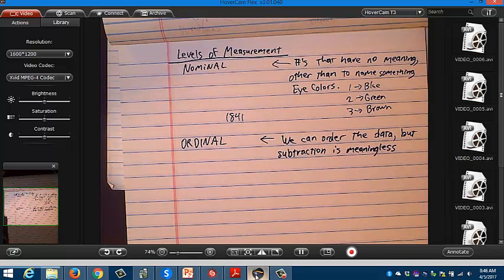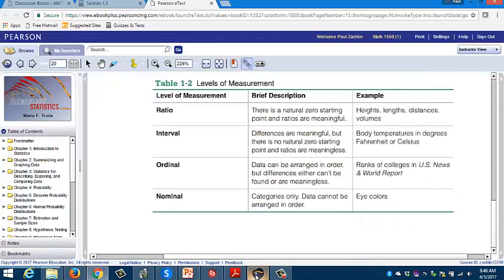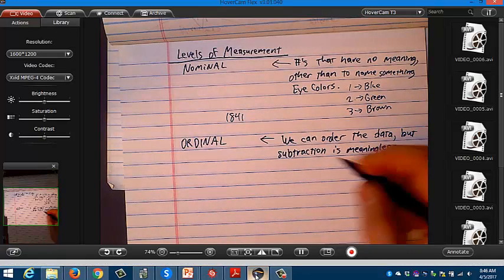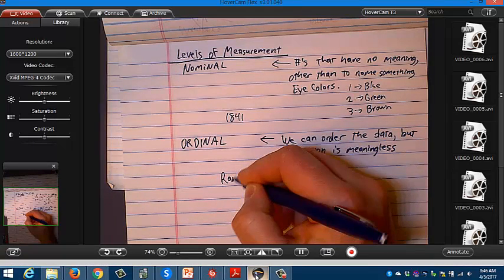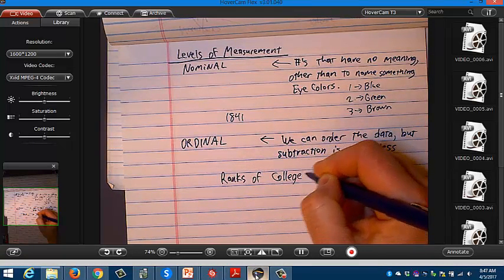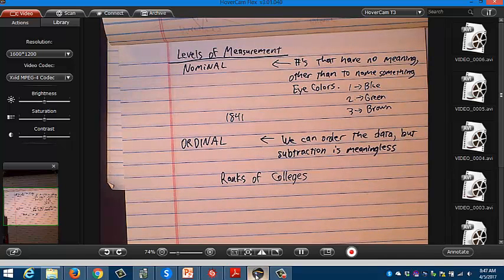Now, before I start fielding lots of examples, I want to put the other two categories up also. I'm going to give you one example of each that the book gives. I think that's smart. Ordinal says, ranks of colleges in U.S. News and World Report. So we can talk about ranks of colleges. And they say the number one college in the United States is?